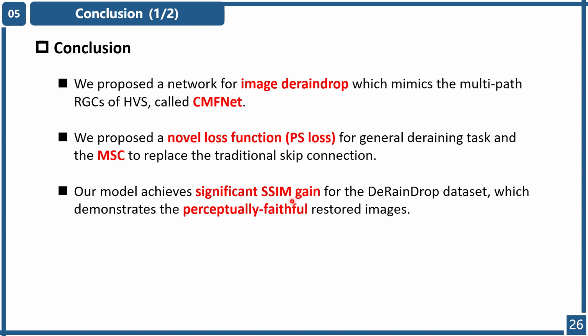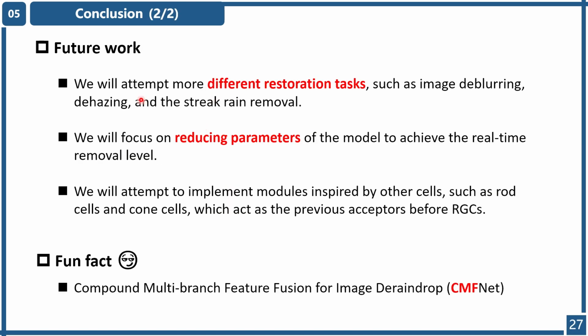For future work, we will attempt more different restoration tasks, such as image deblurring, dehazing, and streak line removal. We will also focus on reducing the parameters of the model to achieve real-time restoration. And we will attempt to implement modules inspired by other cells, such as rod cells and cone cells, which act as photoreceptors before RGCs.